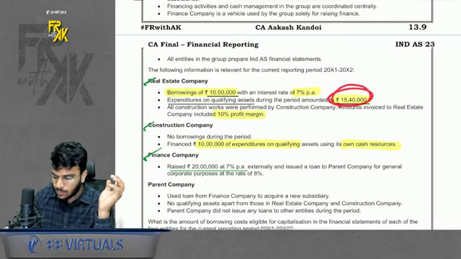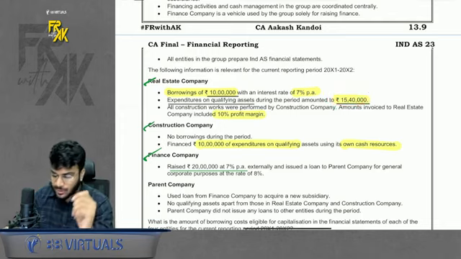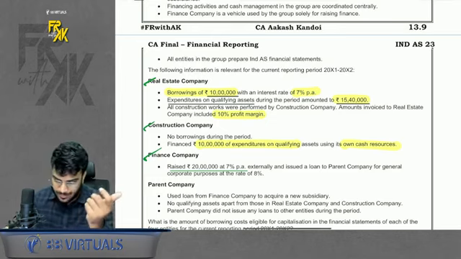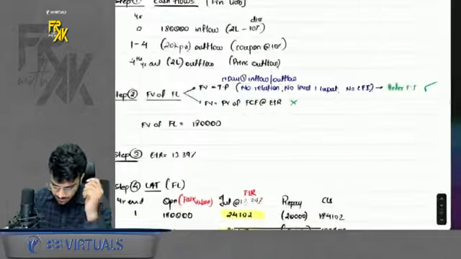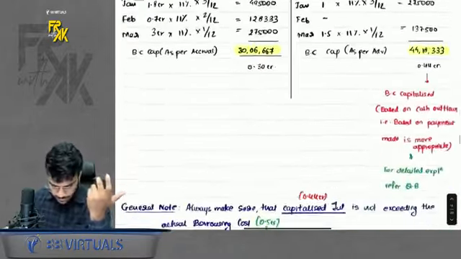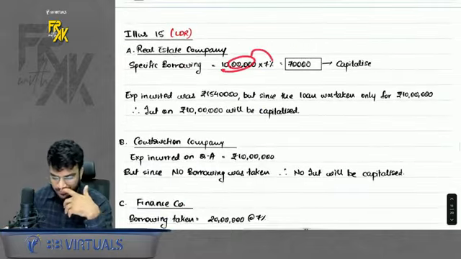So you will not calculate the borrowing cost to be capitalized on 15 lakh 40, because the full 15 lakh 40 was not funded by a loan. Only 10 lakh was raised, so on 10 lakh into 7%, this much is what you will capitalize in case of first company. You can see 10 lakhs into 7%, simple.